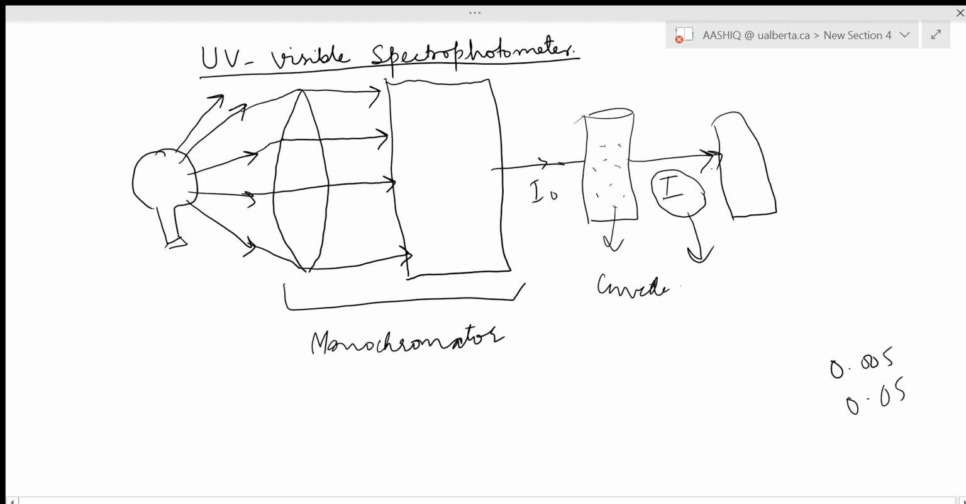This detector does everything. What's the function of the detector? Basically, it converts the electromagnetic radiations or the light energy into electrical energy, into electrical signals. Then those electrical signals are recorded and we get the output spectrum, usually on a monitor. So this is the working of a UV visible spectrophotometer. How each different component works, that we will see.